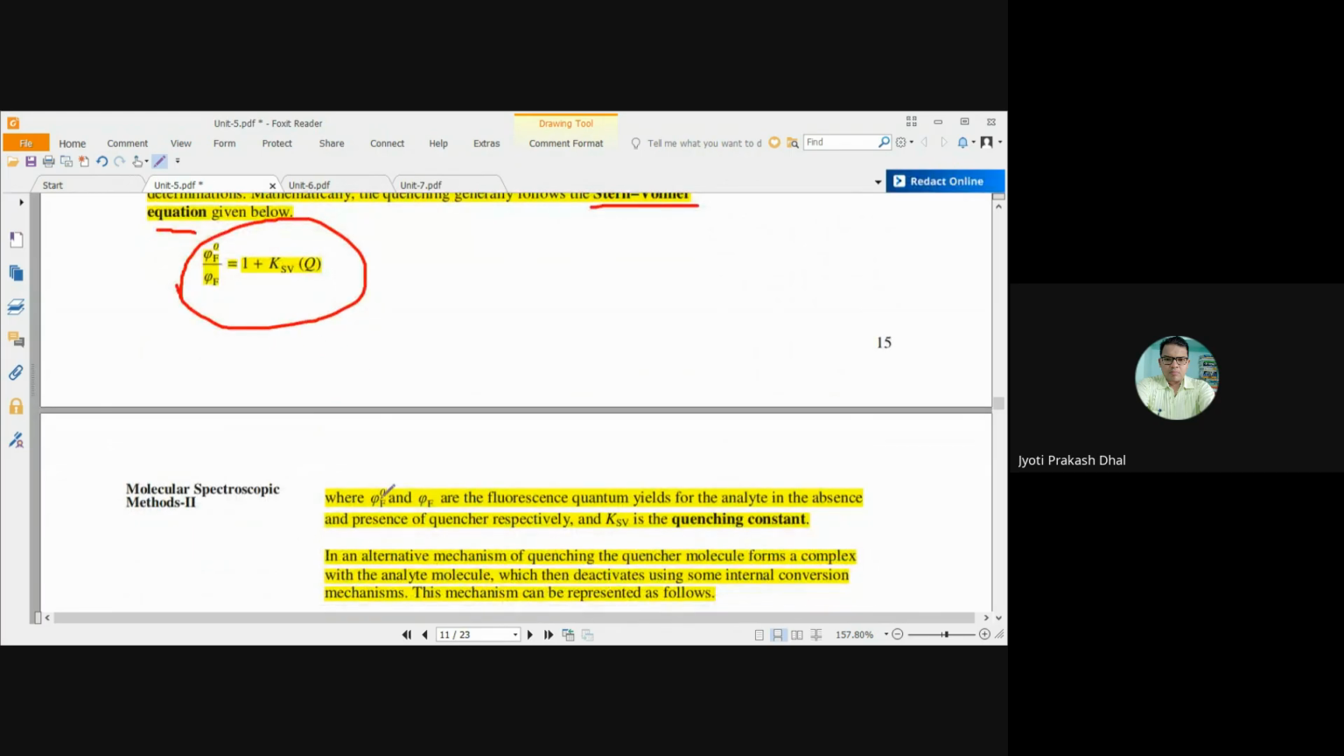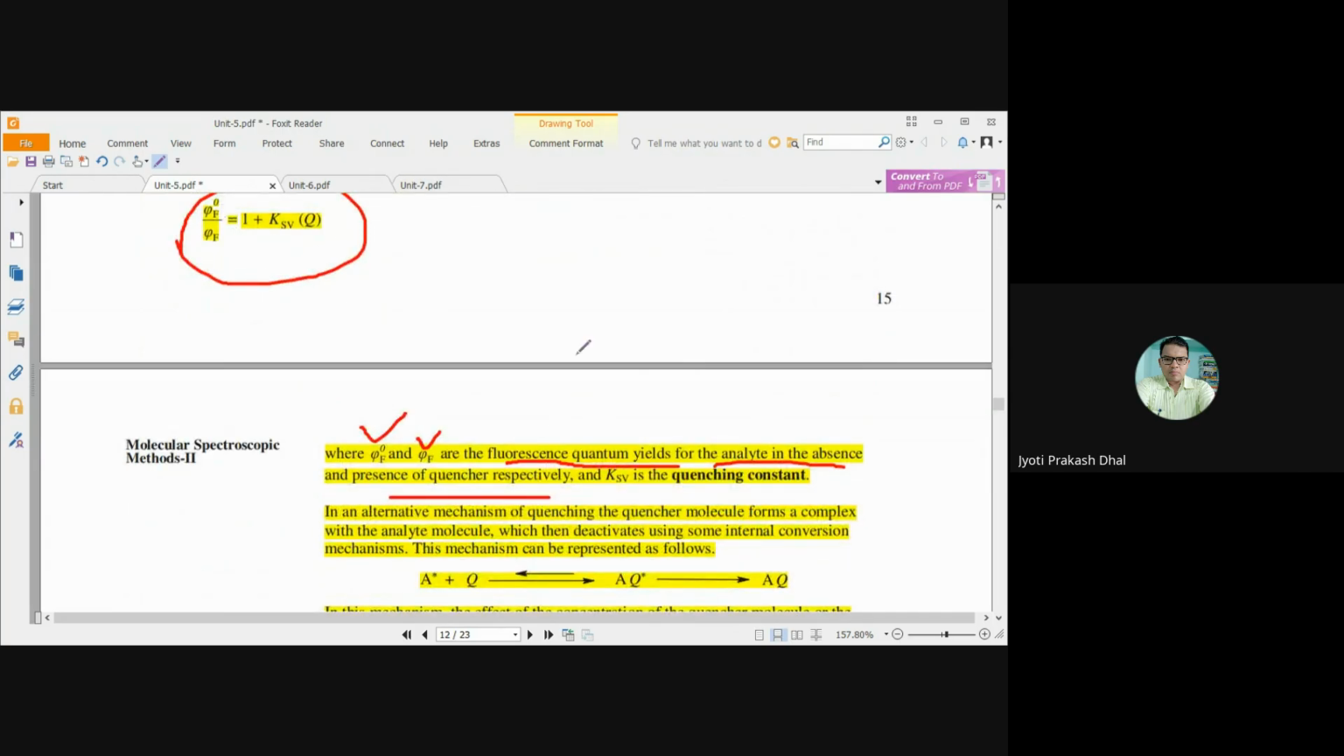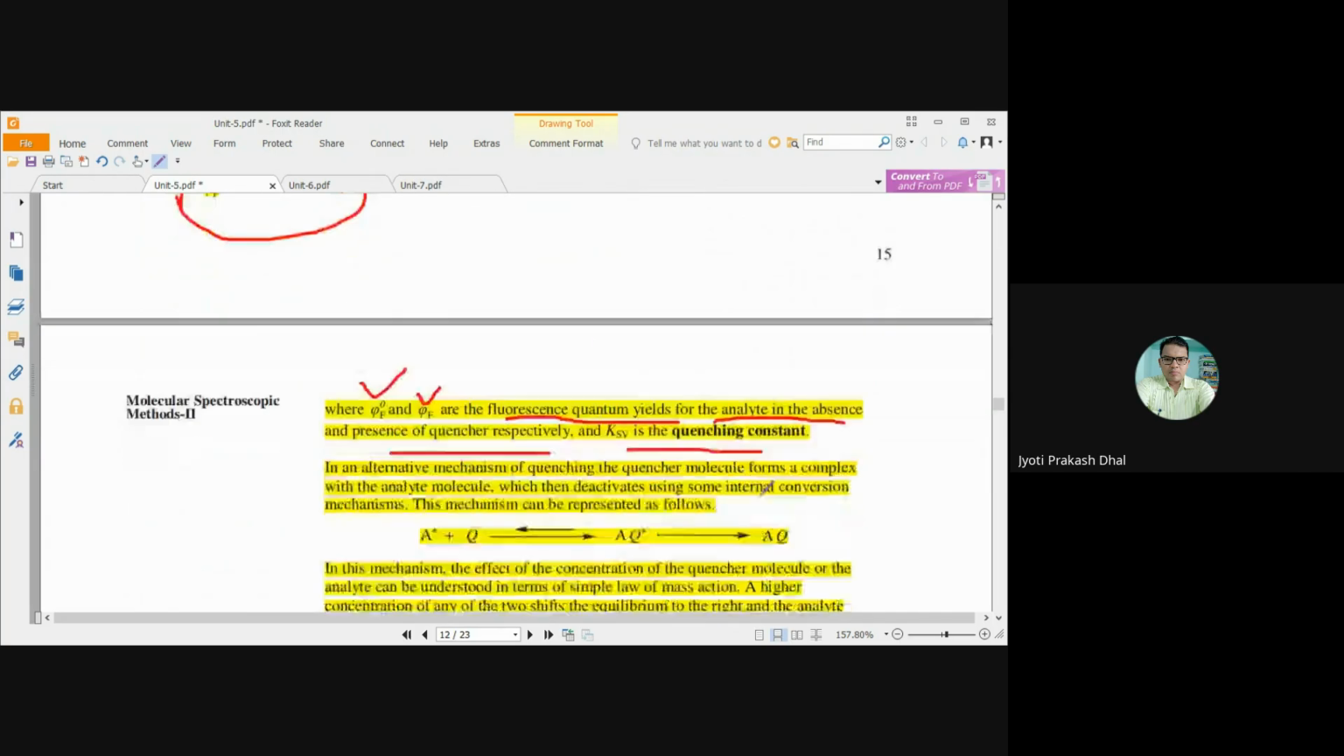Here phi f naught and phi f are the fluorescence quantum yields for the analyte in the absence and presence of quencher respectively. That means phi f naught is the fluorescence quantum yield of the analyte in the absence of quencher, and phi f is the fluorescence quantum yield of the analyte in the presence of quencher. And here K_SV is nothing but the quenching constant.